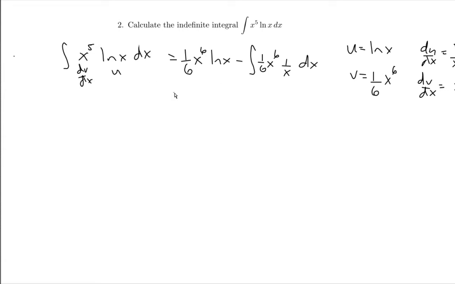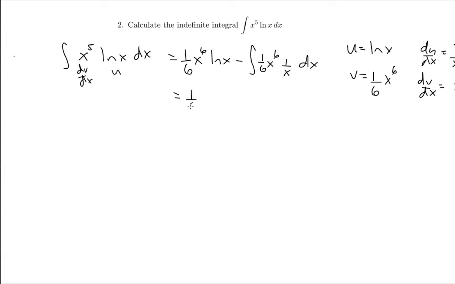So now I think that you might be able to see why we chose to do this. We had a really complicated and very difficult integral over here, but integration by parts has allowed us to convert this integration into a different integration, namely this one over here. And this one over here is much simpler because we took the derivative of ln x, it's right there, as long as we anti-differentiated the x to the 5th, which is right here.